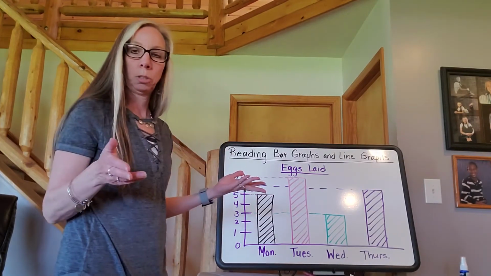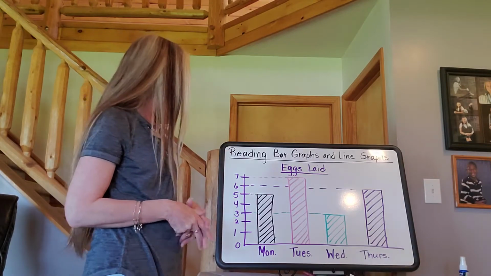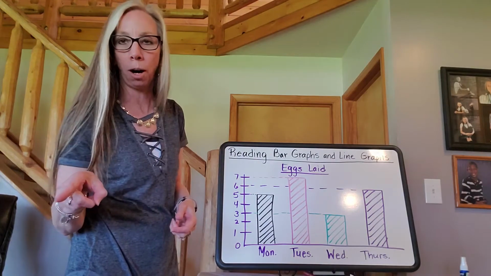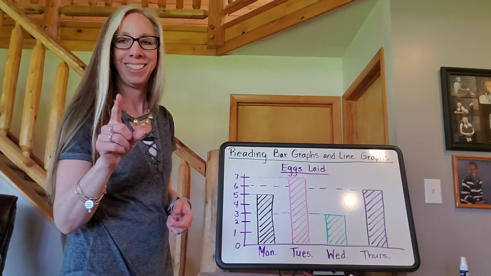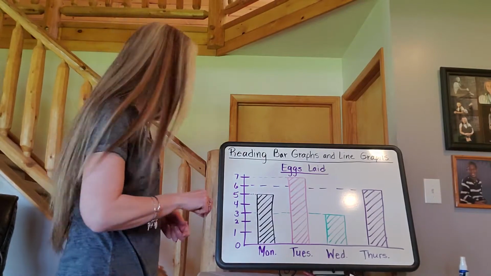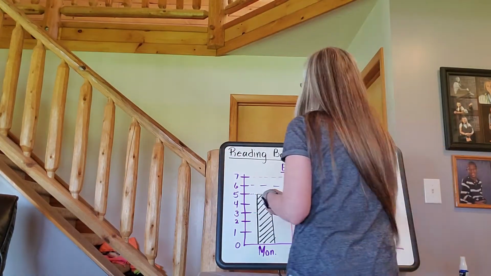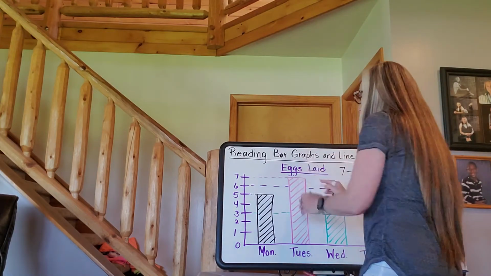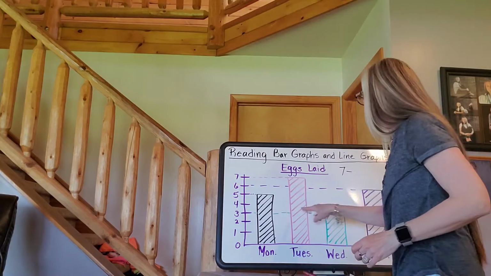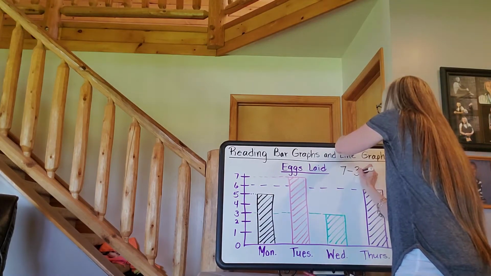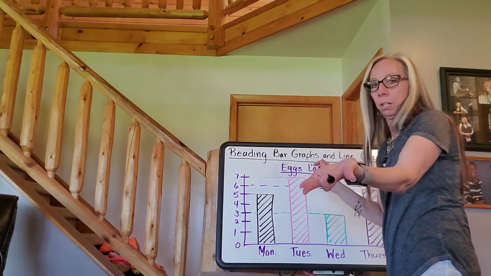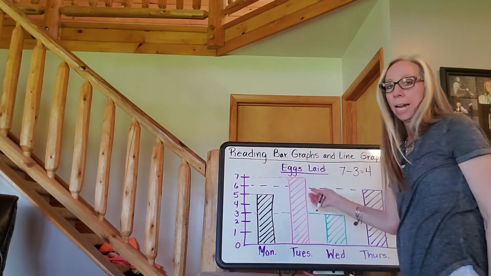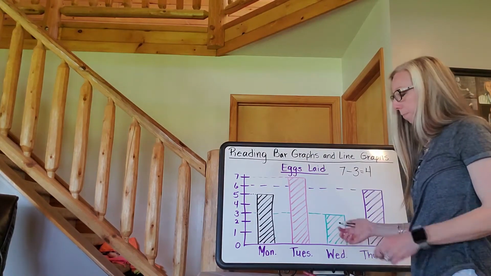Then they could ask you, how many more eggs did they lay on Tuesday than on Wednesday? How many more? Remember that? Yes, that's subtraction. Very nicely done. So, how many more means to subtract. So we would have 7, take away, Wednesday they had 3. So 7 take away 3 equals 4. That's right. So 4 more eggs were laid on Tuesday than on Wednesday.